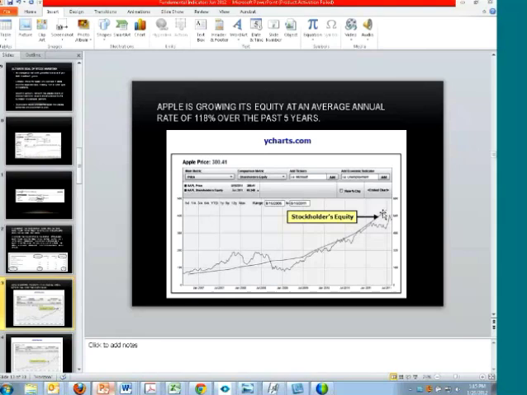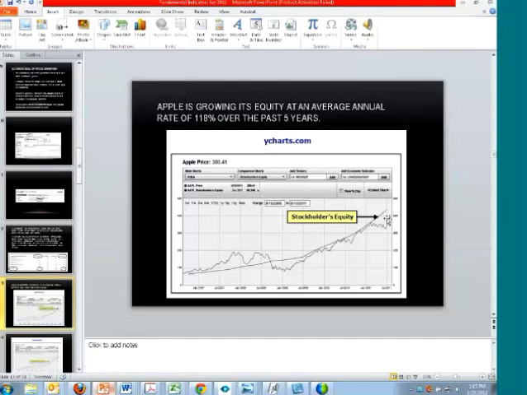When you're on the site, you just take a cursor and you can find out what this ending value is for stockholders' equity, and then you go back to the beginning value, and you're able to calculate the percentage gain over that 5-year period for the company. In the case of Apple, it's grown its stockholders' equity at an average rate of 118% annually over the past 5 years.